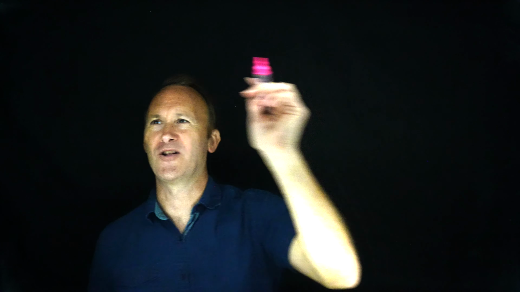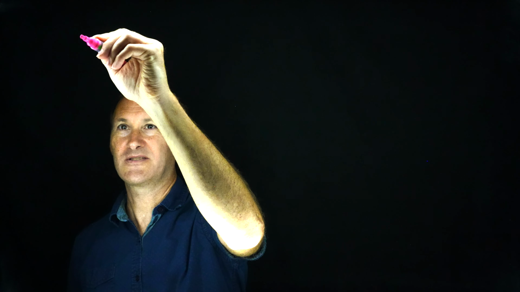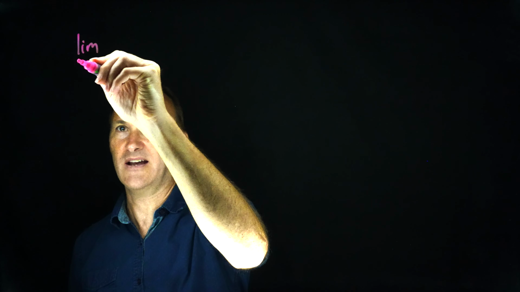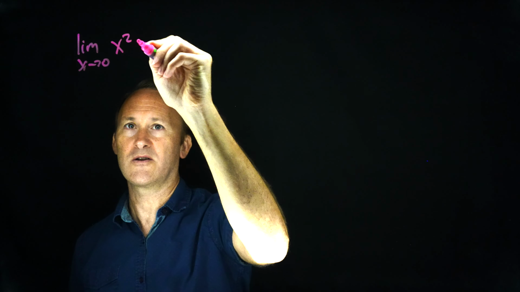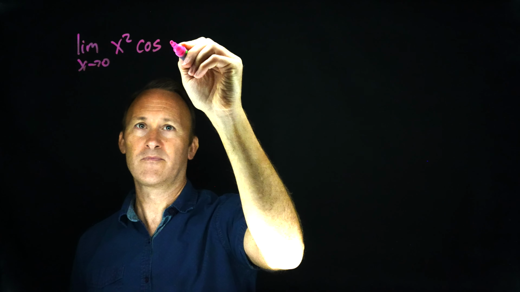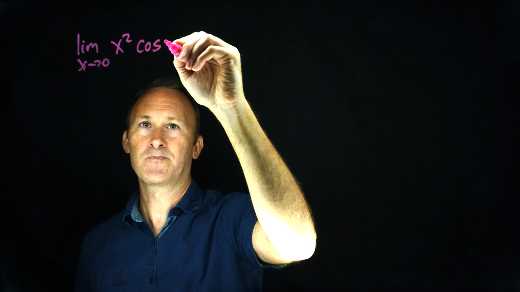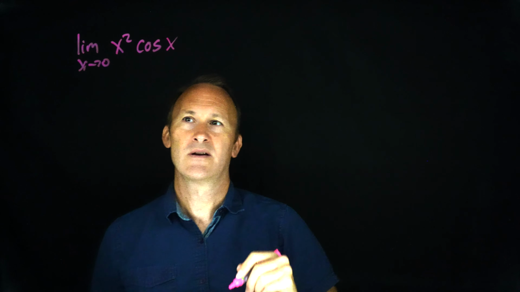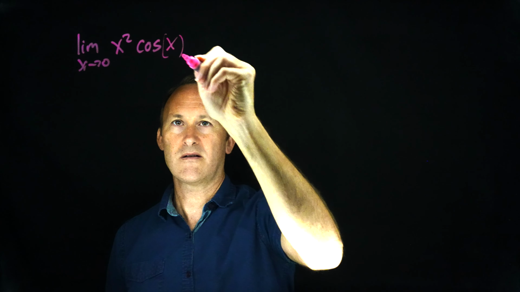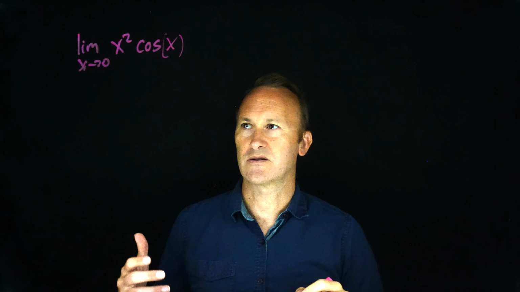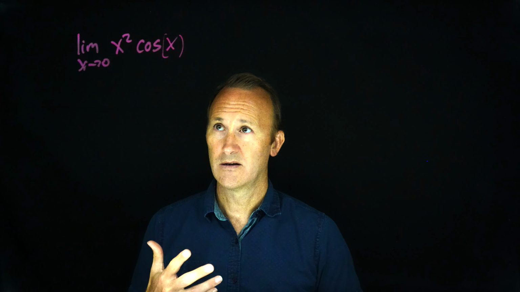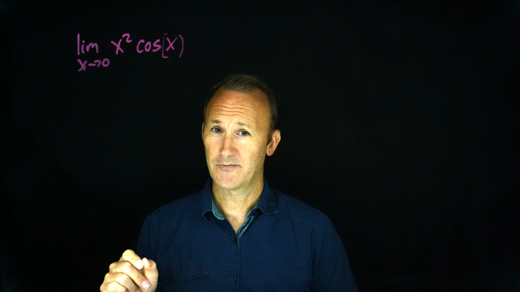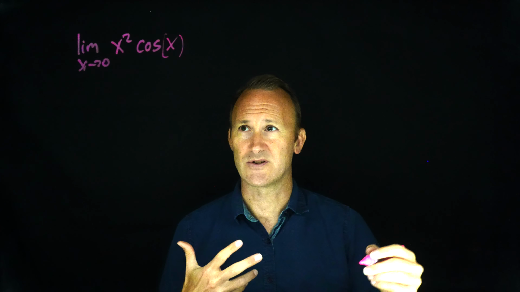Let's consider the following limit. Let's take the limit as x approaches 0 of x squared cosine x. Now this is interesting because let's evaluate at the point 0. At 0, cosine of x is 1, but x squared is 0. So how do we resolve this?